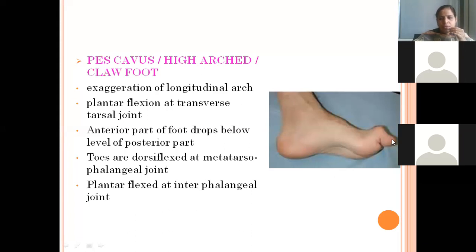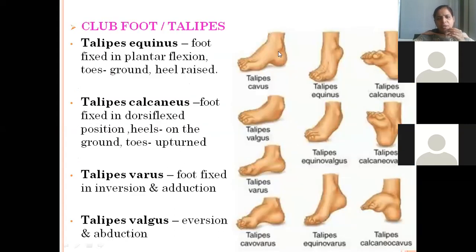Which side is this, medial side? In it there is exaggeration of the longitudinal arch, plantar flexion at the transverse tarsal joints, and the anterior part of the foot drops below the level of the posterior part. Toes become dorsiflexed like this at the metatarsophalangeal joint, then plantar flexion at the interphalangeal joints. All these deformities, so different types of deformities you are finding.